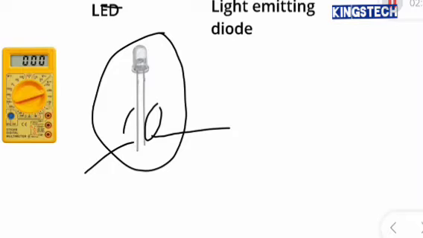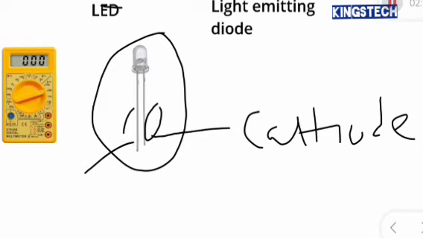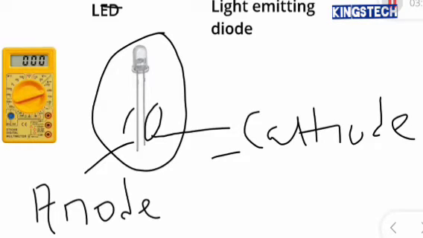So the shorter one is the cathode, that is the negative side, while the longer one is the anode, the positive side. The longer one is the anode, while the shorter one is the cathode. That is how, by looking at any diode you pick up, you can know the polarities: where the cathode is and where the anode is. So when you want to test, you know exactly how to test.